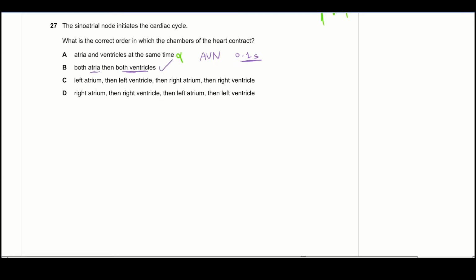B, both atria, then both ventricles. This is correct because, coming back to the point of the AVN, the atria must contract first, then the impulse is delayed by a fraction of 0.1 seconds, then both ventricles contract at the same time. So the only answer is going to be B.